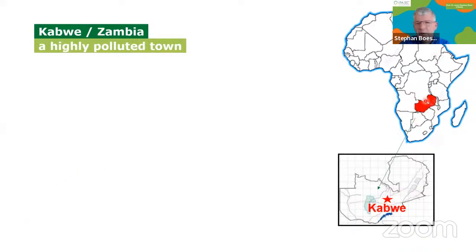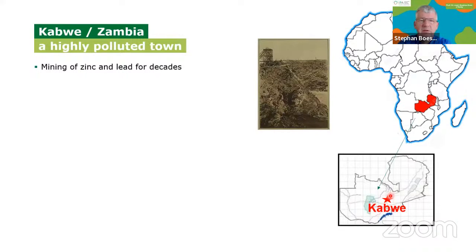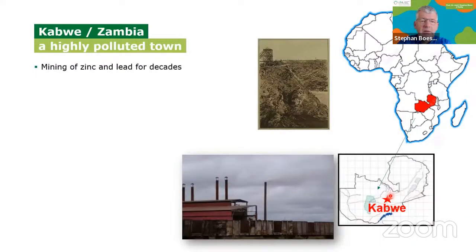We are in Zambia, and in Zambia is a big town called Kabwe, and Kabwe is a highly polluted town, which I will show in a few pictures. Mining of zinc and lead occurred there for decades. So this is a historical picture of an old mining town in the 1930s. And this is a processing plant which has been operating for decades and is still operating again.